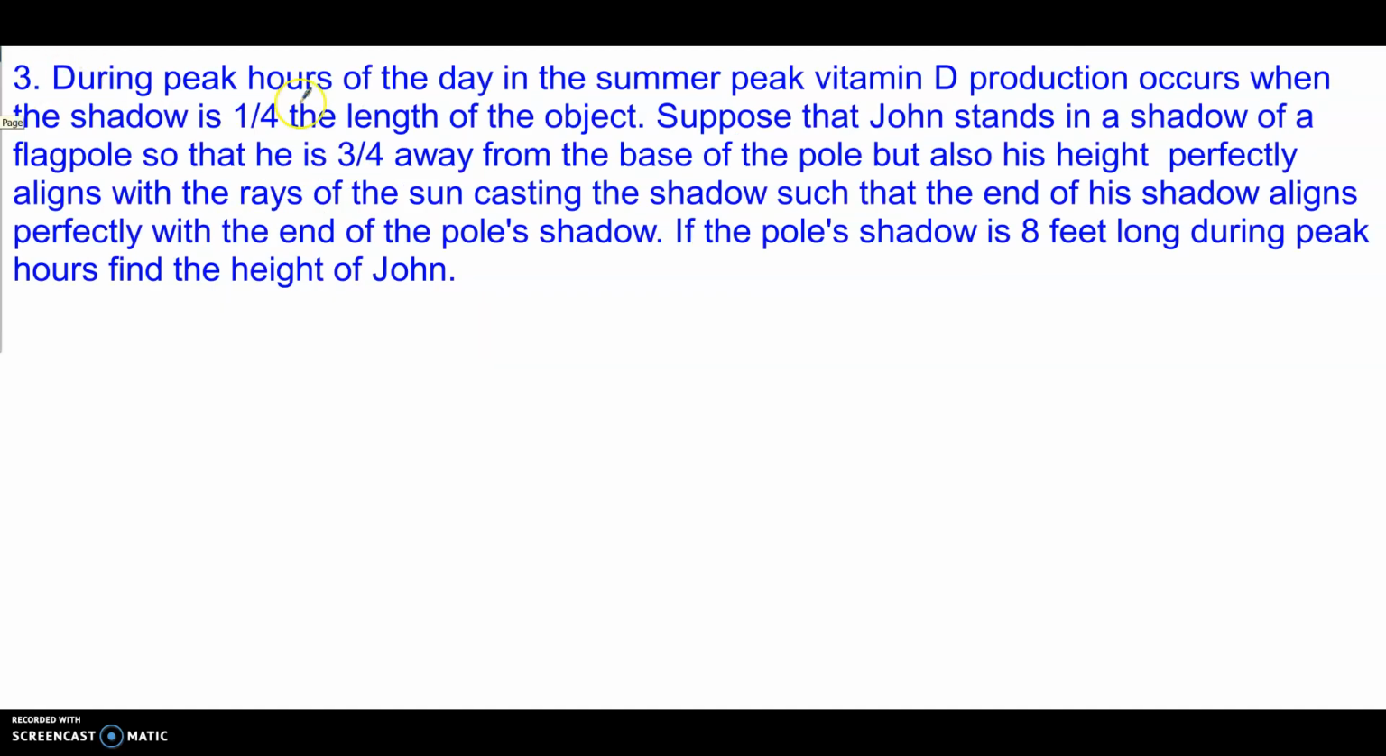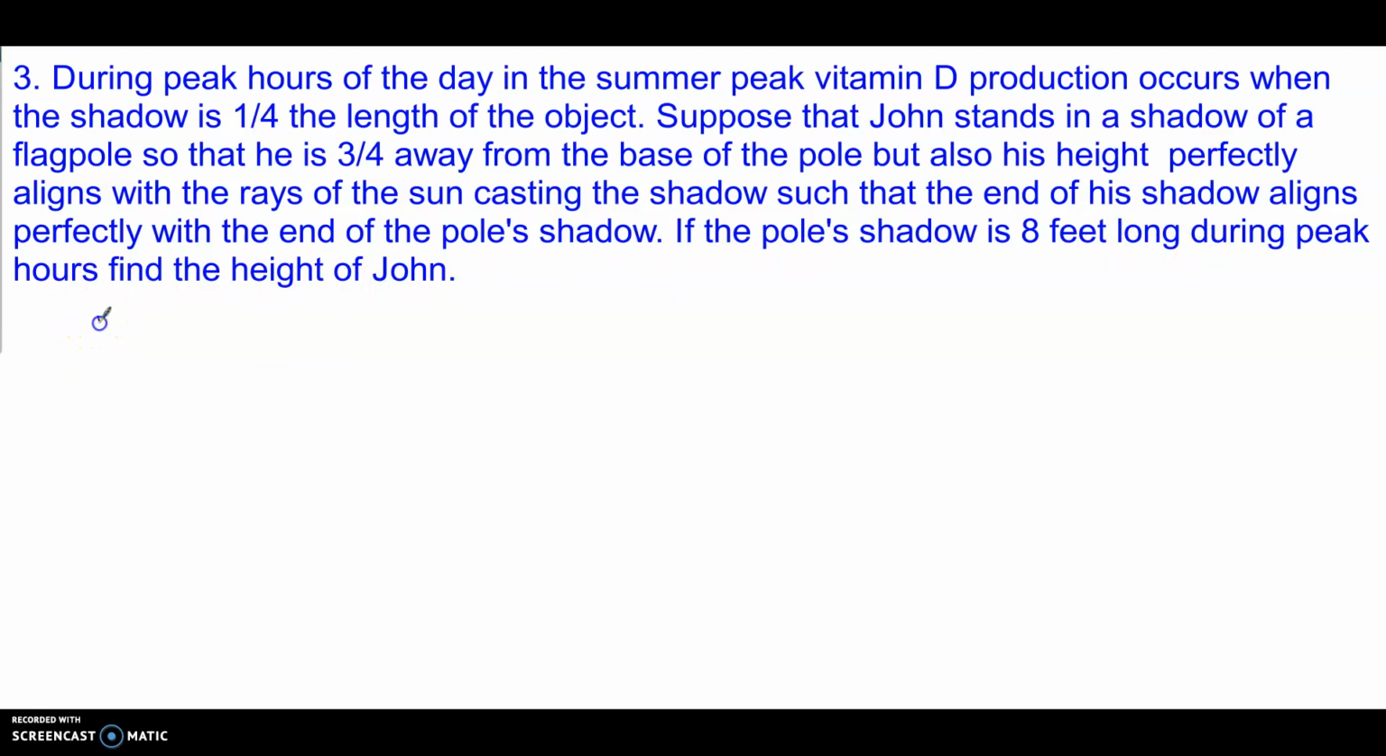And then for the third problem, here we're going to use indirect measurement to find a missing side. During peak hours of the day in the summer, peak vitamin D production occurs when the shadow is 1/4 the length of the object. So suppose that John stands in a shadow of a flagpole so that he is 3/4 away from the base of the flagpole, but also his height perfectly aligns with the rays of the sun casting a shadow such that the end of his shadow aligns perfectly with the end of the pole's shadow. So if the pole's shadow is 8 feet long during peak hours, find the height of John.